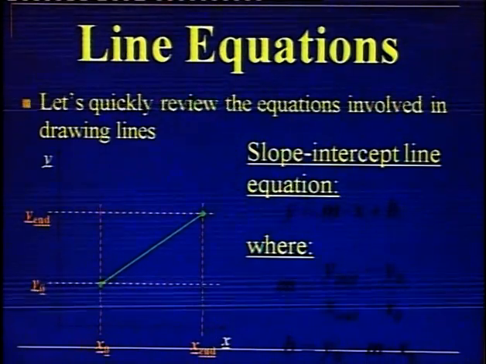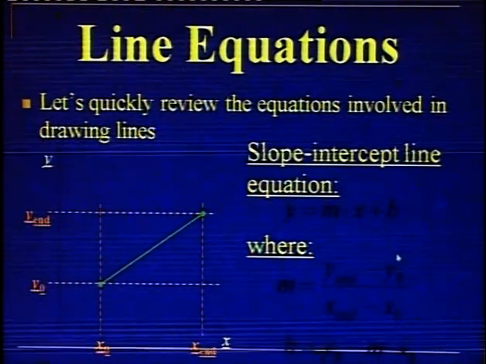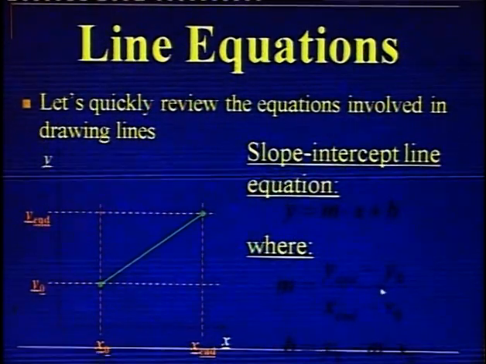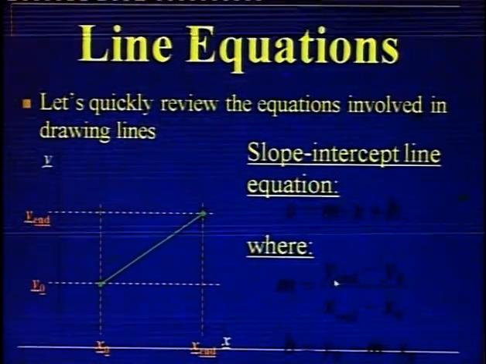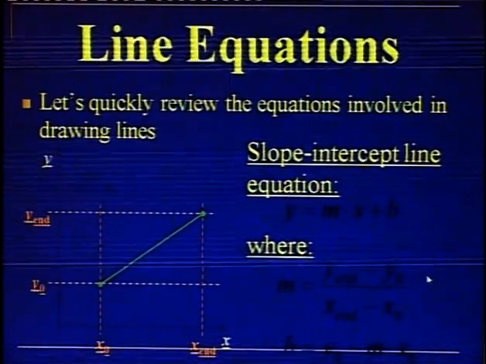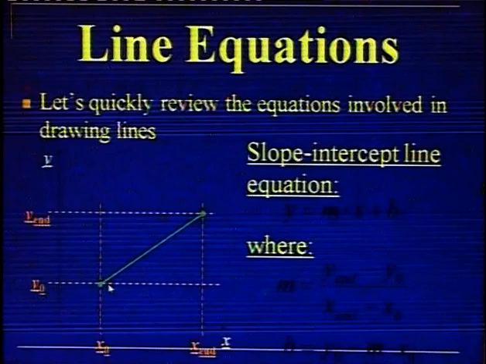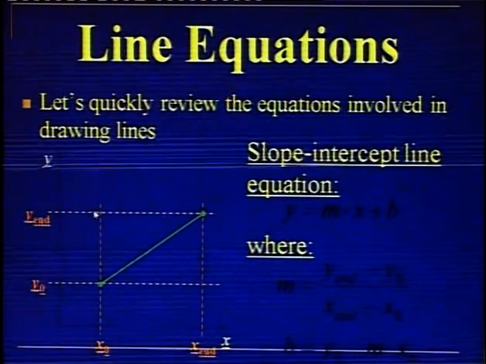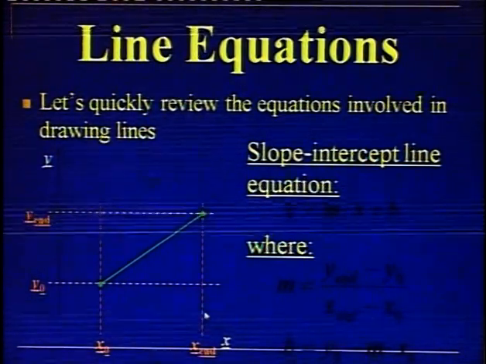Let us review the equations involved in drawing lines. Again, that is y equals mx plus b, where m is y end minus y naught, upon x end minus x naught. This is the starting y coordinate and this is the ending y coordinate. Here this is the starting x coordinate and ending x coordinate.